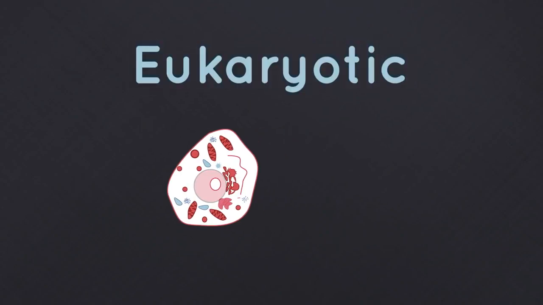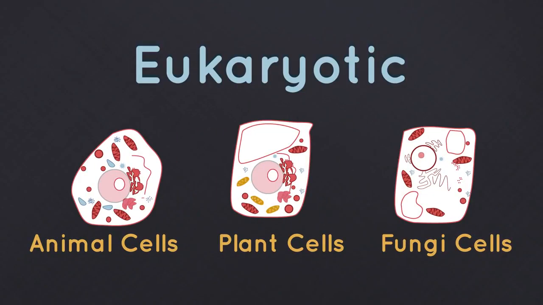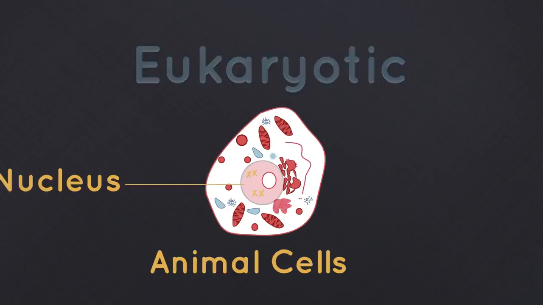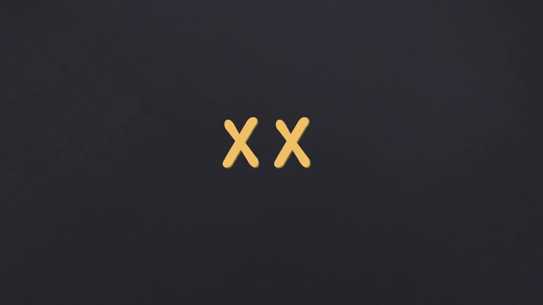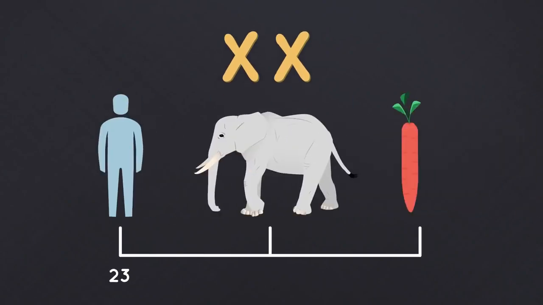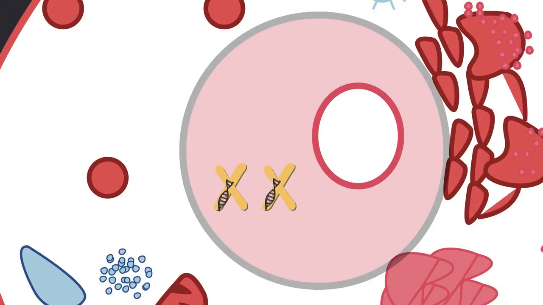Most cells are eukaryotic. Animal cells, plant cells, and fungi, etc. Inside eukaryotic cells, you have a nucleus. Within most nuclei, there are X-shaped chromosomes. Chromosomes occur in pairs, but the number of chromosomes changes depending upon the species. Humans have 23 pairs, elephants have 28 pairs, and carrots have 9 pairs. DNA is found within these chromosomes.